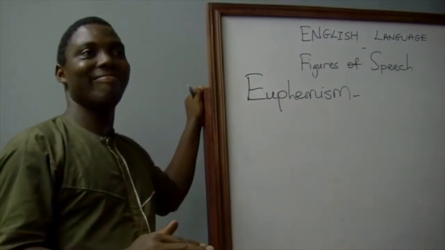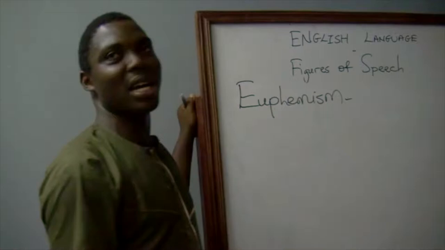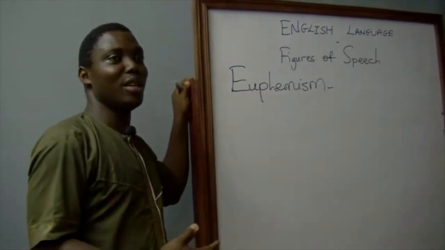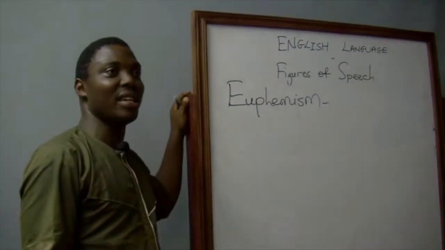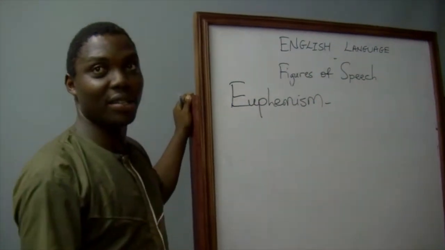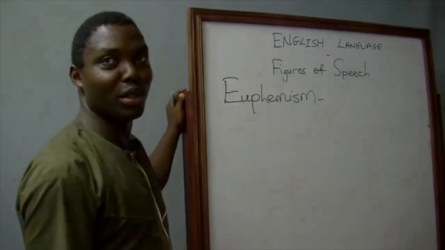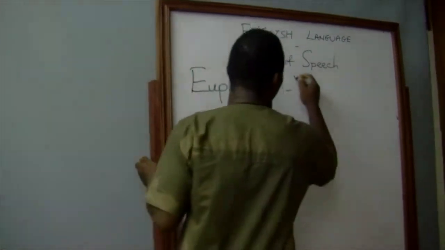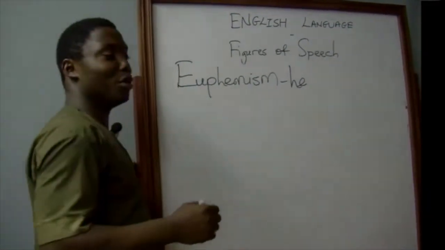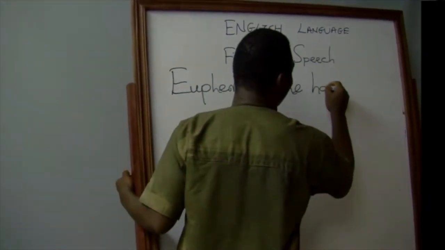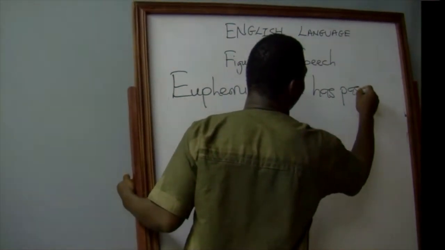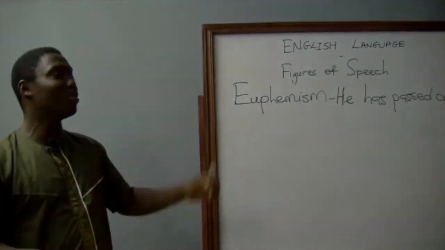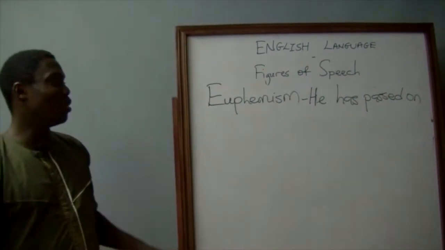So euphemism is simply playing down the expected reaction of the listener. So instead of saying the man has died, you simply say he has joined his ancestors. He has given up the ghost. He has passed on. So, that is the meaning of euphemism. Some of the examples of euphemism include he has passed on.